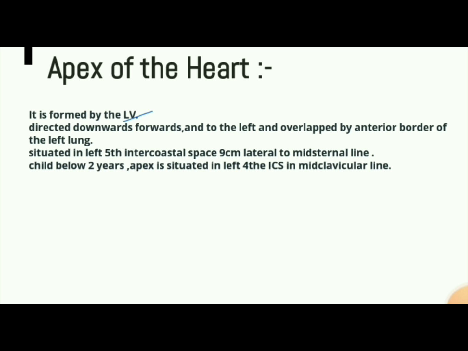This is where you can hear your apex beat. So this is the location of the apex of the heart, which is downward, forward, and to the left side, overlapped by your anterior border of the left lung. It is situated in the fifth intercostal space, 9 cm lateral to the mid sternal line. In a child below 2 years, it is situated in the left fourth intercostal space in the mid clavicular line.